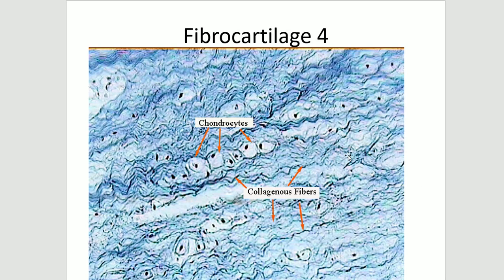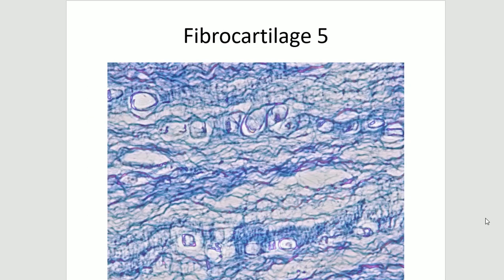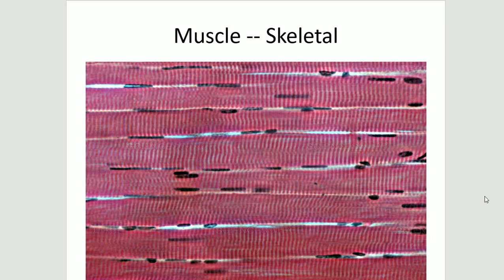Another example, this is actually a pretty decent example of fibrocartilage. I like this one the most, with the lacuna, the chondrocytes, the little cell bubbles interspersed between the fibers. And another one similar to the one before.